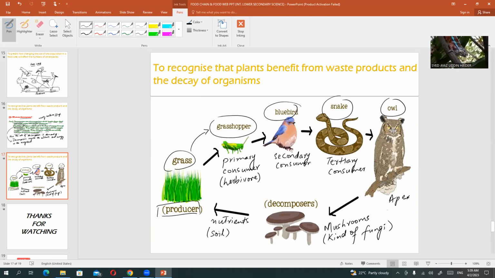Owl, snake, and bluebird, all these three are predators because they hunt and kill prey for their food. And then whenever all these die, including grass, the mushrooms, a kind of fungi, will break down or simplify these dead bodies and their waste matter into nutrients, and those nutrients will be provided to the producers.